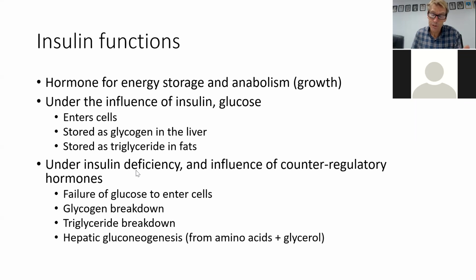When there's insulin deficiency, all the counter-regulatory hormones are very active: adrenaline, glucagon and cortisol. And that leads to a failure of glucose to enter cells. All the glycogen gets broken down in an attempt to supply energy for cellular metabolism. You get triglycerides being broken down, and then you get new glucose being made in the liver from amino acids and glycerol. And so there's an over-influence of the counter-regulatory hormones.